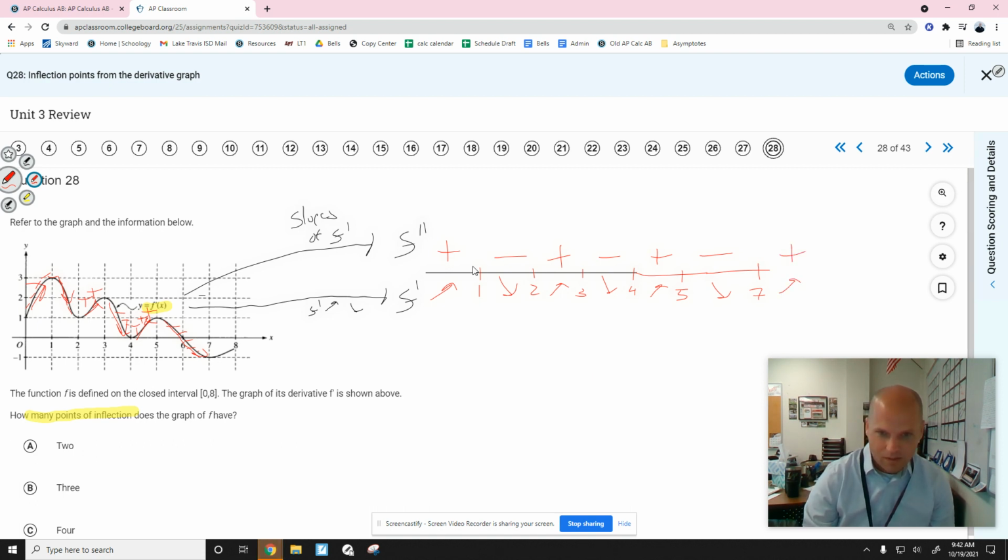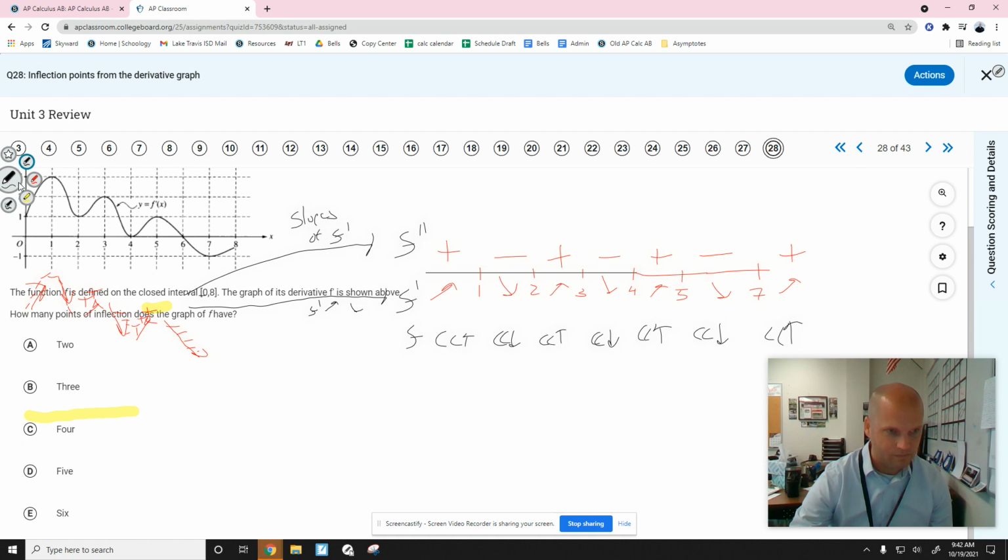Whew. 1, 2, 3, 4, 5, 6 points of inflection, because that's how many times F's concavity is going to change. 1, 2, 3, 4, 5, 6. E.